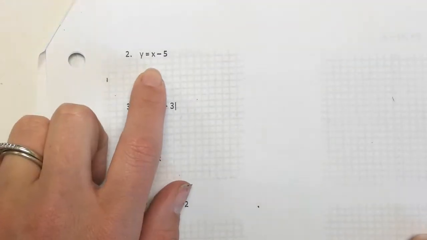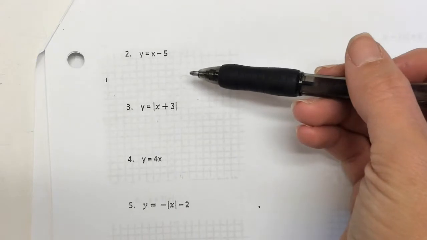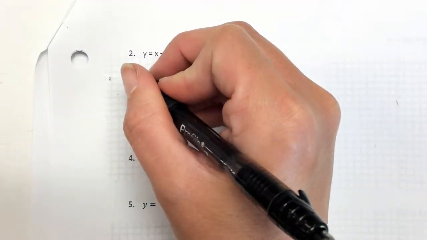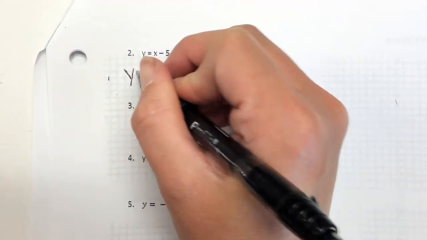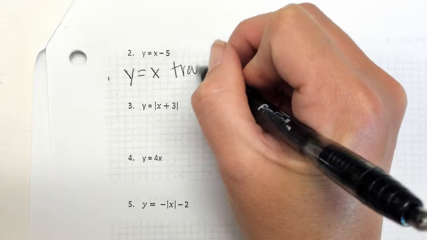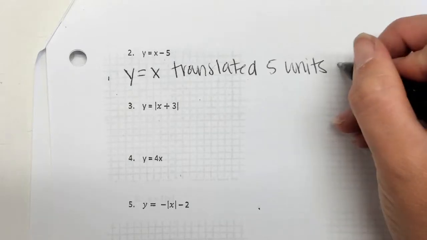So this one, kind of a different look. Do you think this 5 is grouped with the x or not grouped with the x? What makes you say that? It's not in parentheses or absolute value bars, right? So it's on the outside, away from x. So it's going to be moving which direction? Up or down or left and right? Down. Up and down. And why'd you say down? Good. So we would say, what's the parent function? y equals x. Good. And we put what? Translated. 5 units. In which direction? Down. Very good.